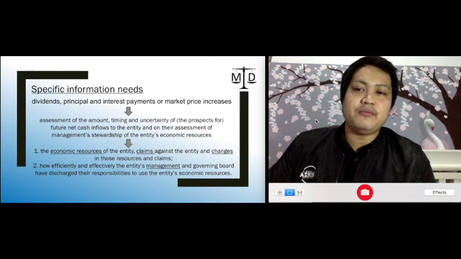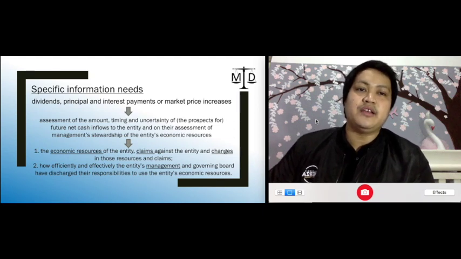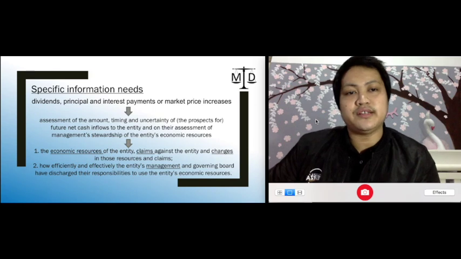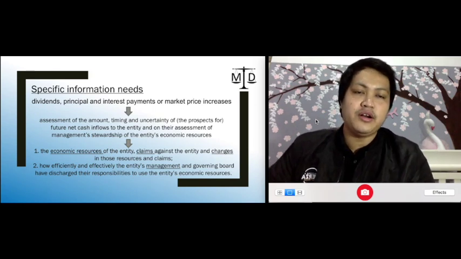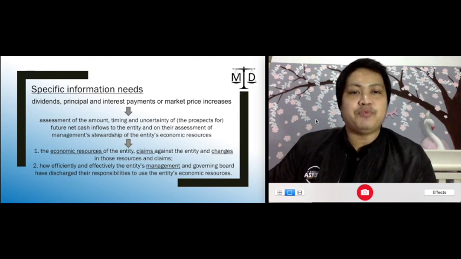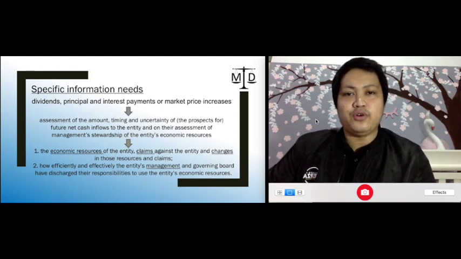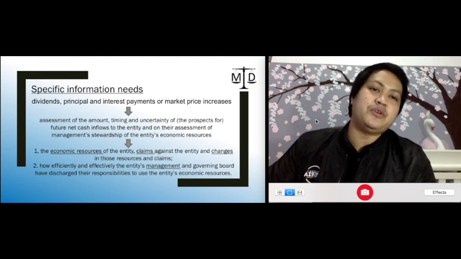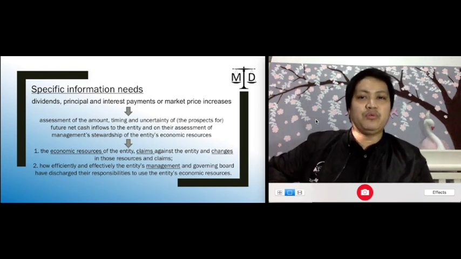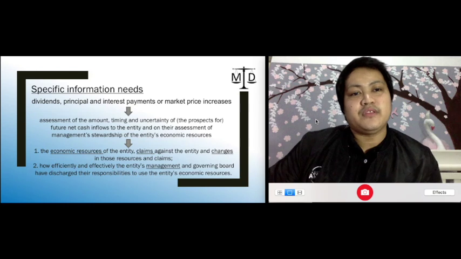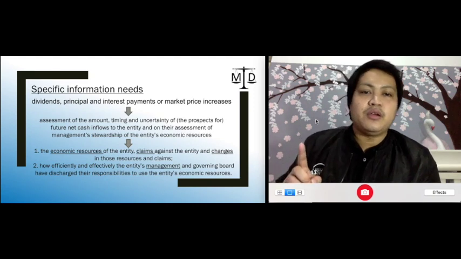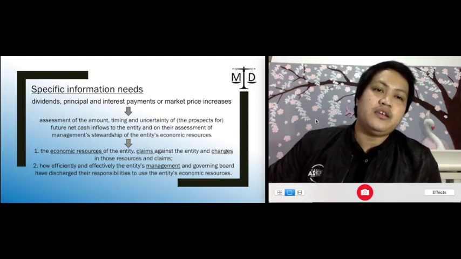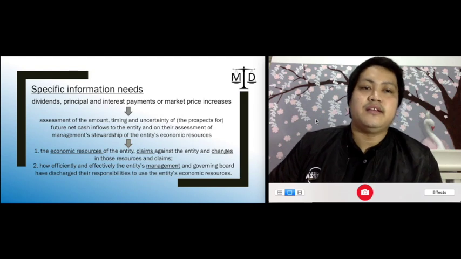So aside from resources and claims, studying the changes in those resources and claims would be a good way of satisfying the specific information needs of our primary users. At this point, I'd like you to remind yourself who our primary users are, because again, if there's a single takeaway from chapter 1, it would be that you should know who our primary users are. So again, our primary users are our potential and existing investors, creditors, and lenders.